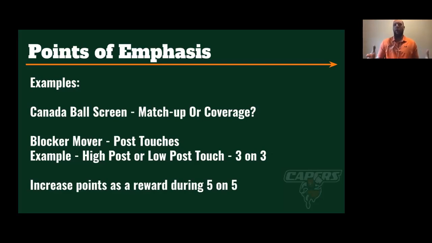Another way to emphasize this within 5-on-5, and it doesn't have to be all the time, is to increase the points whenever your team is doing that within practice. So do you get a high post touch and get a score out of it? Maybe you get a low post touch, but you don't score. Maybe that's an extra point just because you got that touch you were looking for. These are all things to incentivize how you want to play, and to get your players thinking about what's going to be most effective for your team to be able to score.